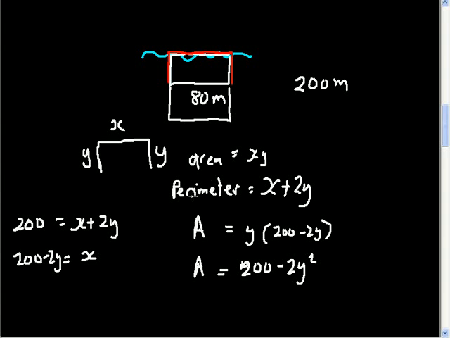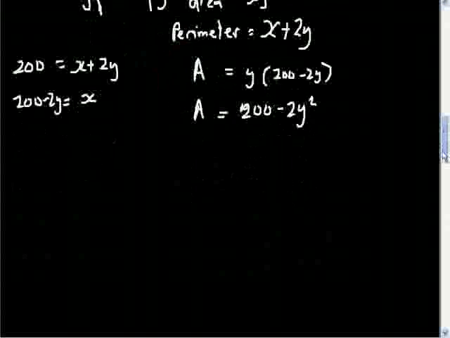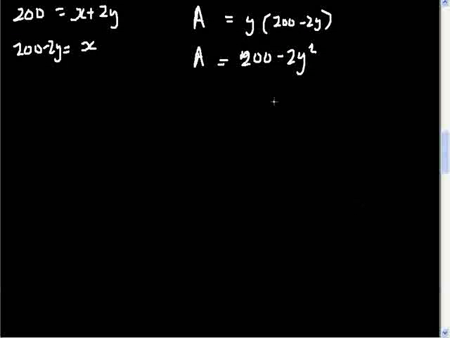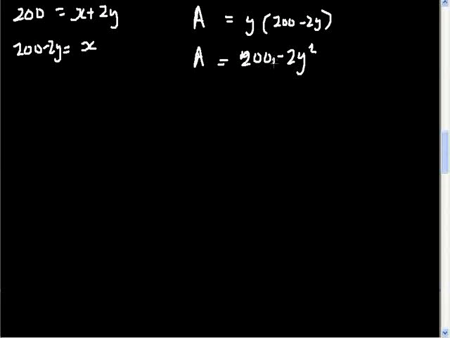You might have lots of different variables, but you need to make the correct substitutions so that the equation that you eventually differentiate has only one variable. So now that's my equation for my area. Before I sketch, I made a small error there. The equation for the area is actually A is equal to 200y minus 2y squared. So if I were to sketch this, it looks something like this.